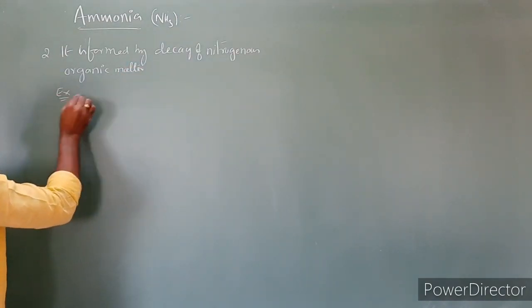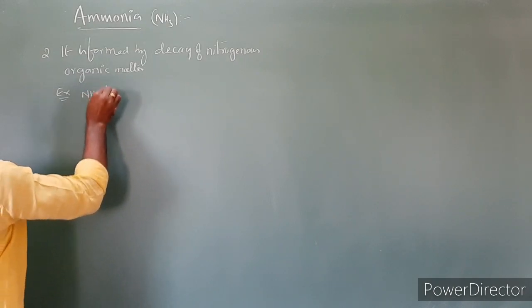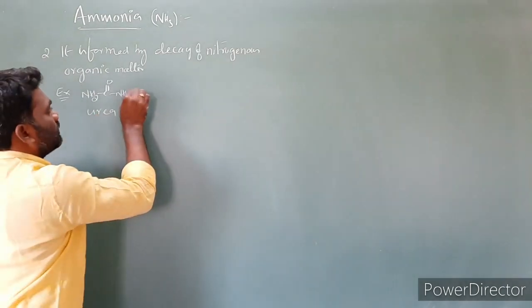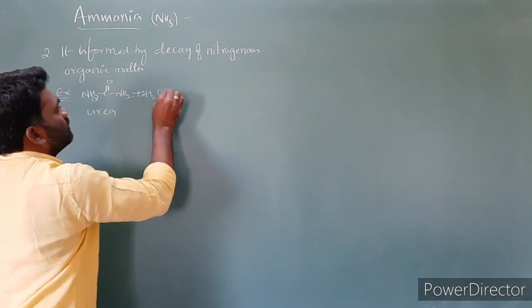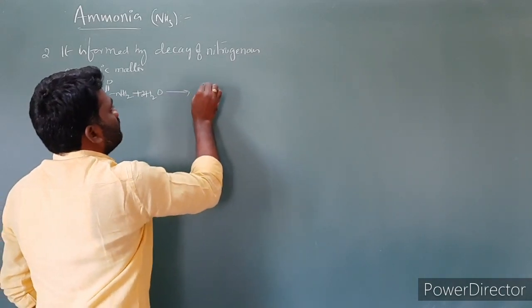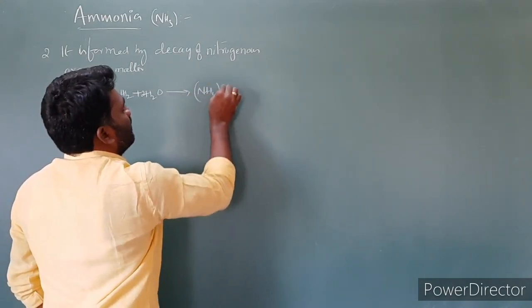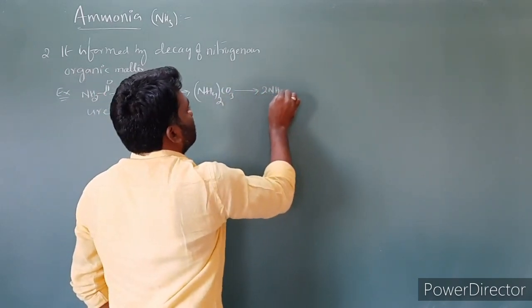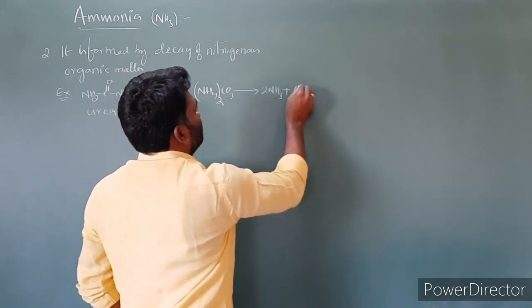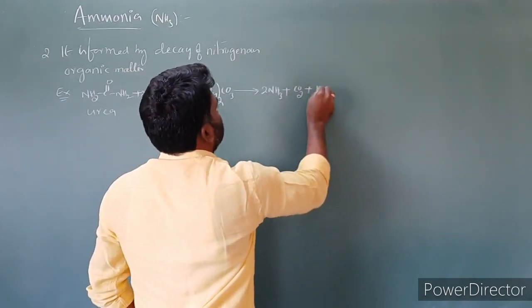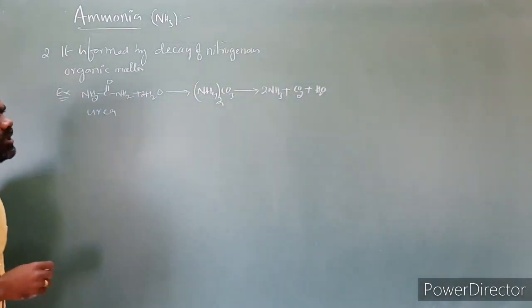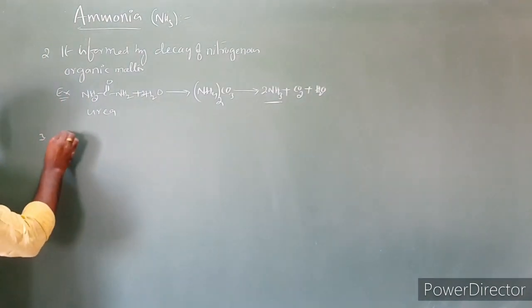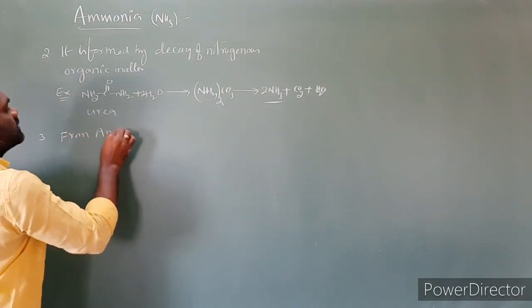Example, I am taking urea, NH2 C double bond O NH2. This is urea. H2O gives rise to (NH4)2CO3. This one decomposes to give 2 NH3 plus CO2 plus H2O. So these are the products formed in the reaction. The final product is we are going to get ammonia. The third one is from ammonium salts.